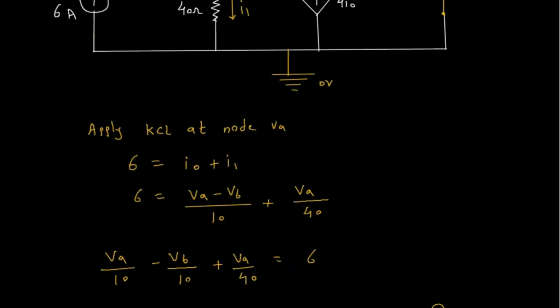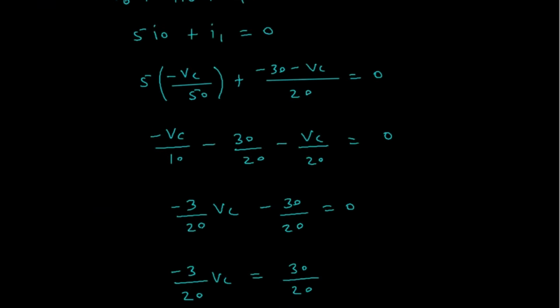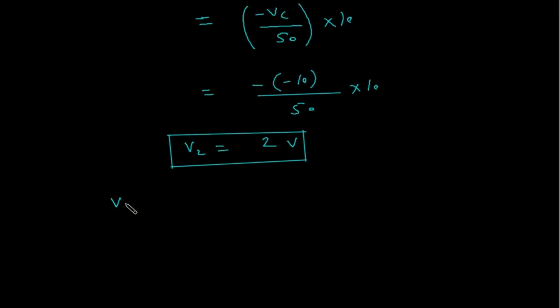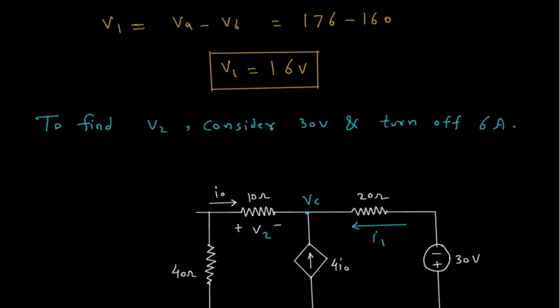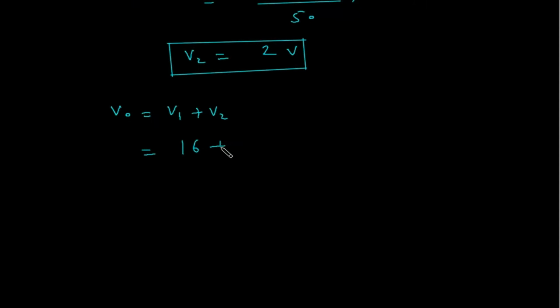Now Vo is equal to V1 plus V2. V1 is 16 volt plus V2 is 2 volt. So therefore Vo is equal to 18 volt.